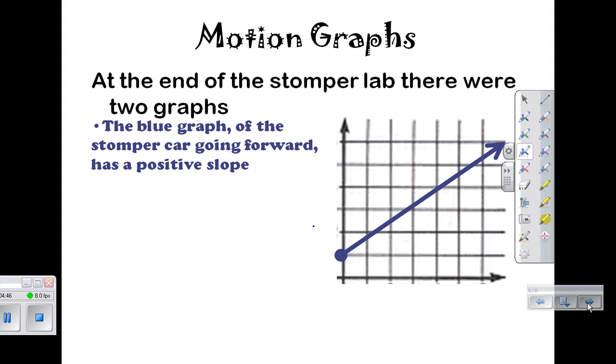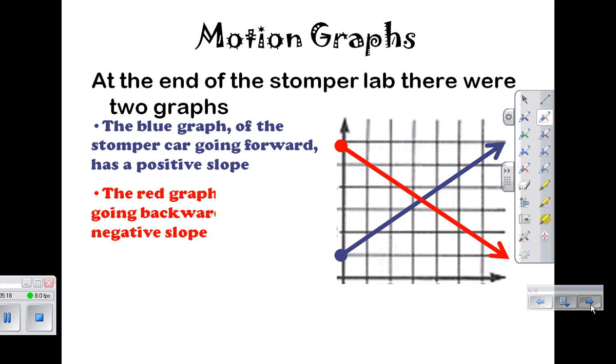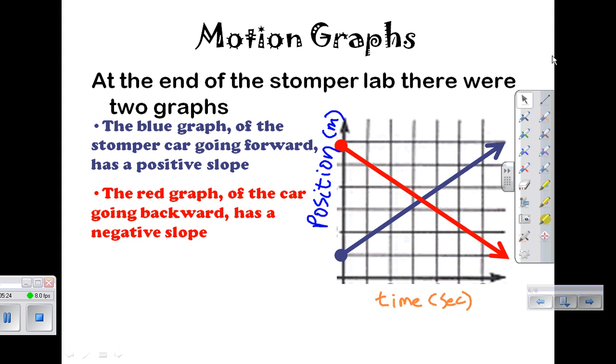And this was a graph of the position of the car in meters, graphed over time. The horizontal axis is time. So position over time, we'll see that's going to be the velocity.